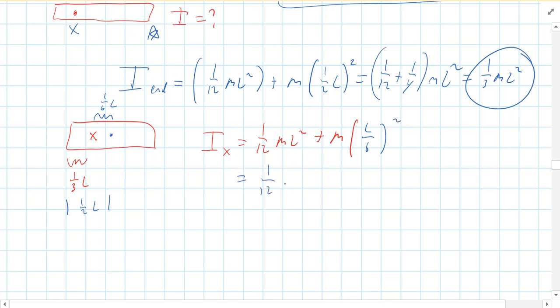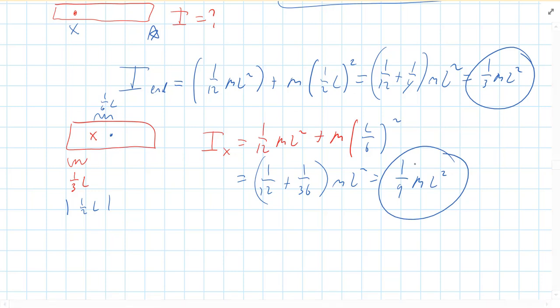And you get a 12th plus 1/36th ml squared, which is 4/36, which is 1/9 ml squared. So that, again, is a measure of how hard it is to spin the object or to change its motion about that point.